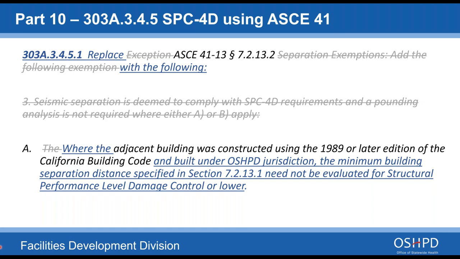Okay, so the new exemptions are now given here. We said, first of all, the building was constructed in 1989 or later, so that means an SPC 5 building. But then we didn't clarify that it has to be under OSHPD jurisdiction. And so if it is an OSHPD building, then you do not need to meet the minimum separation requirements. And we said, we want to make sure that this only applies to buildings reclassified to SPC 4D. And SPC 4D has a performance objective of damage control at a BAC 1E. So we said it need not be evaluated for structural performance levels for damage control or lower. That means damage control, life safety, or collapse, right? So then you don't need to do that if it's an SPC 5 building. Next slide.